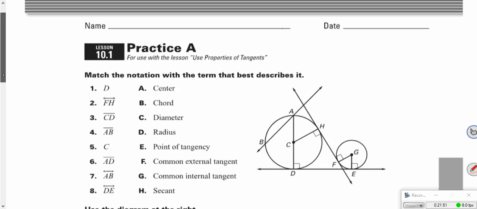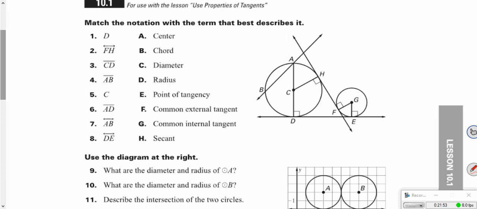Okay, so match the notation with the term that best describes it. Point D. So if I'm looking at number 1 here, point D, first thing that jumps out at me there, it's got to be a point of tangency. Okay, got to be a point of tangency. And again, do not draw spaghetti lines like we're in kindergarten.